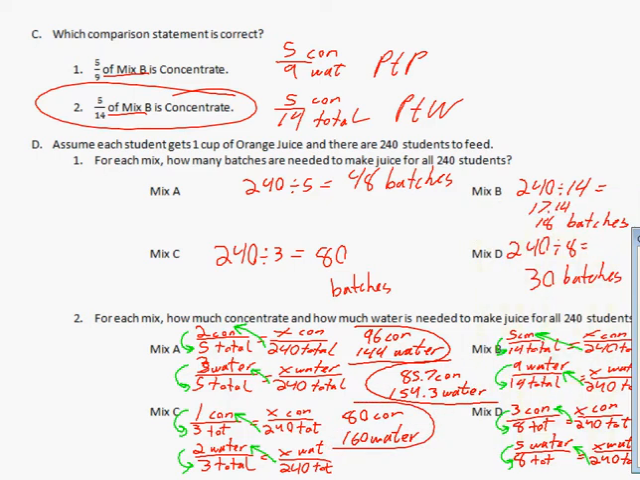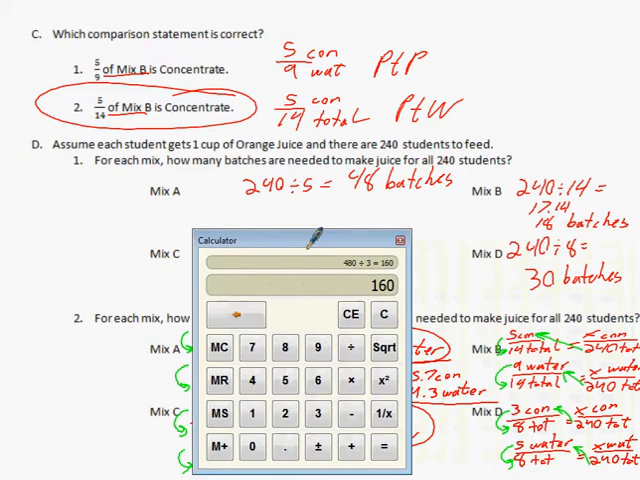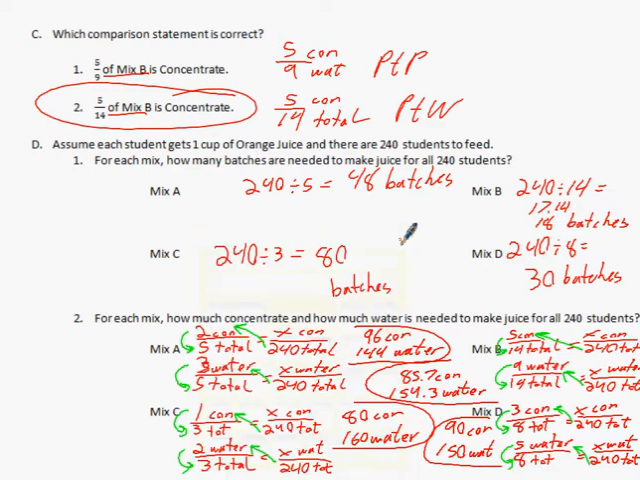And lastly, 240 times 3 divided by 8, 90. Concentrate. 240 times 5 divided by 8, 150. Water. And there we have it. That's the water and the concentrate we need to make juice for 240 students.